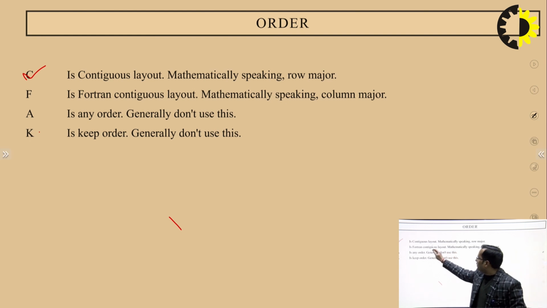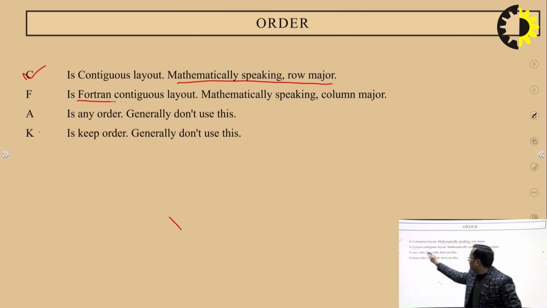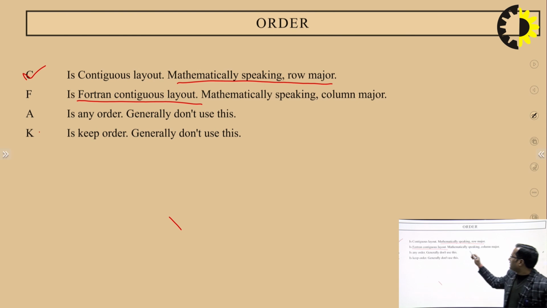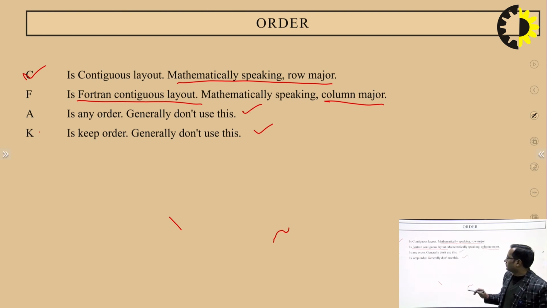That means it's a contiguous layout, and mathematically speaking, it's a row major order. If we provide the value F, that means it's a Fortran contiguous layout, and mathematically we say a column major order. So basically we will use the row major or column major order for creating the NumPy arrays. It can also have the values A and K, but it is not recommended to use them.